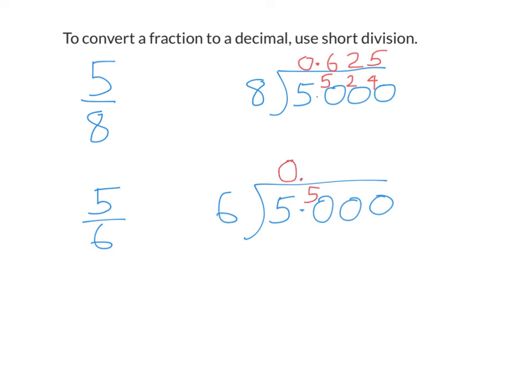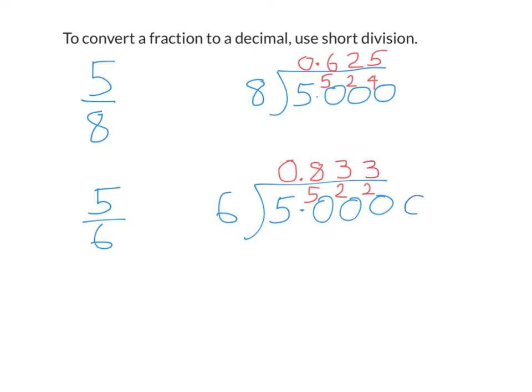So how many times does 6 go into 50? Well, 6 goes into 50 8 times, remainder 2. How many times does 6 go into 20? Well, 6 times 3 is 18. It goes in 3 times, remainder 2. How many times does 6 go into 20? Well, 6 goes into 20 3 times, remainder 2.